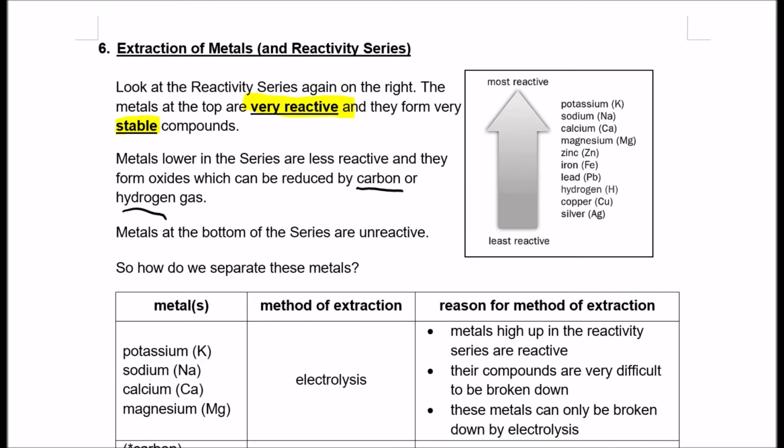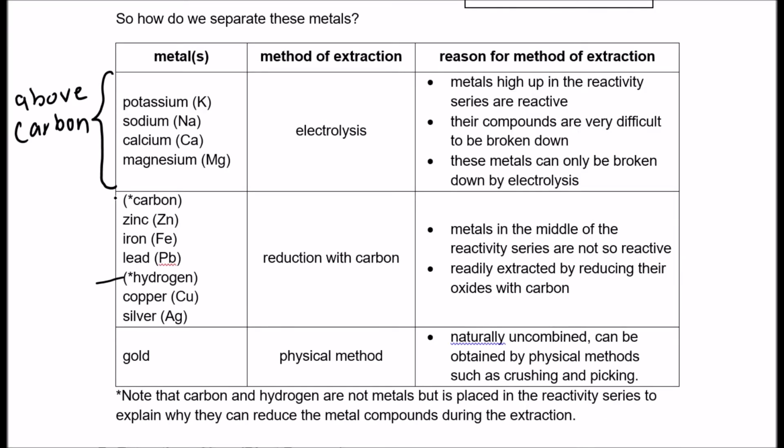The first four metals, from potassium to magnesium, will actually be above carbon, and as a result they have very strong bonds, and we can only break them down using electricity, or what we call electrolysis. For those in between carbon and hydrogen, we will reduce using carbon because they are less reactive than carbon, so the carbon will be able to kick out the oxygen. And for those below hydrogen, they will be reduced with hydrogen instead.